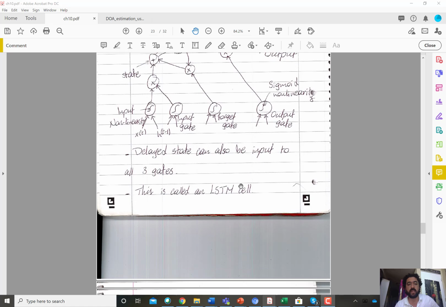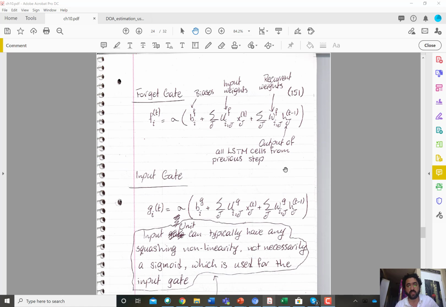So this is an LSTM cell. Let's take a closer look at the equations. Let's see the forget gate. The output of the forget gate, let's call it F_i at time step t, is basically a sigmoid applied on bias values, which are learnable parameters. Let's call them b_i of f, right? So i is the forget gate for LSTM unit i, and this is the bias for the forget gate for LSTM unit i. And then you sum over the input weights U_ij.